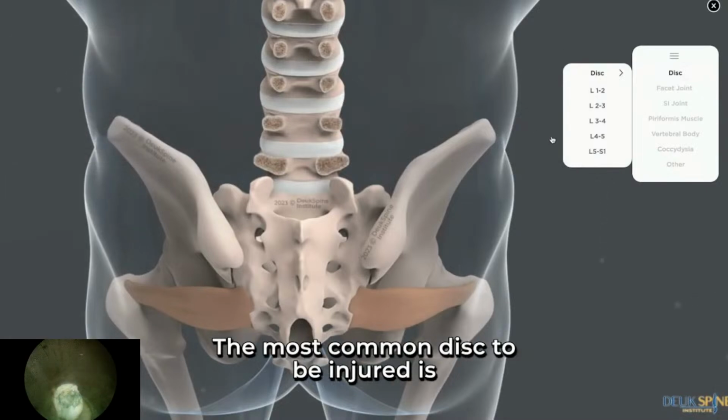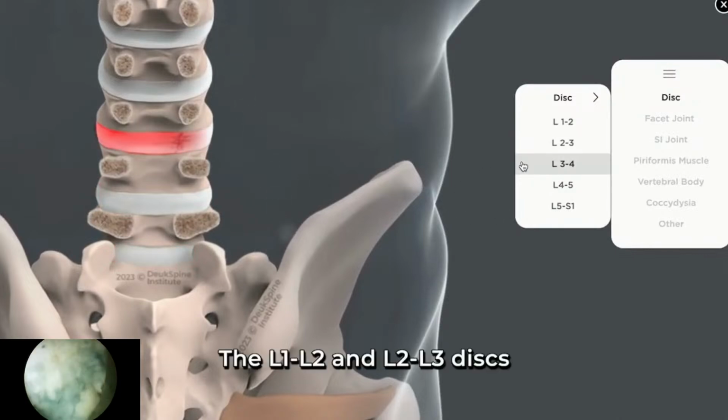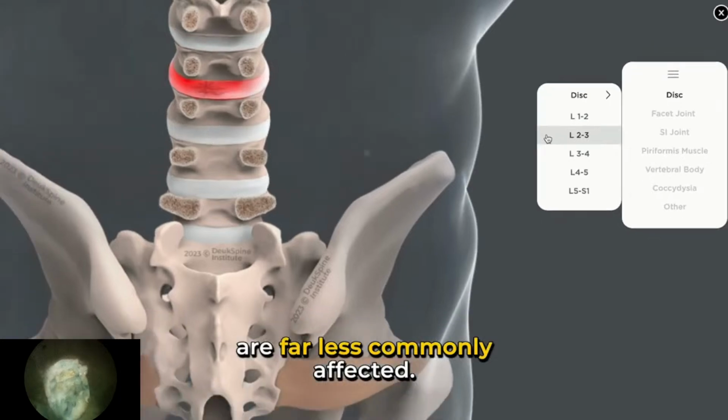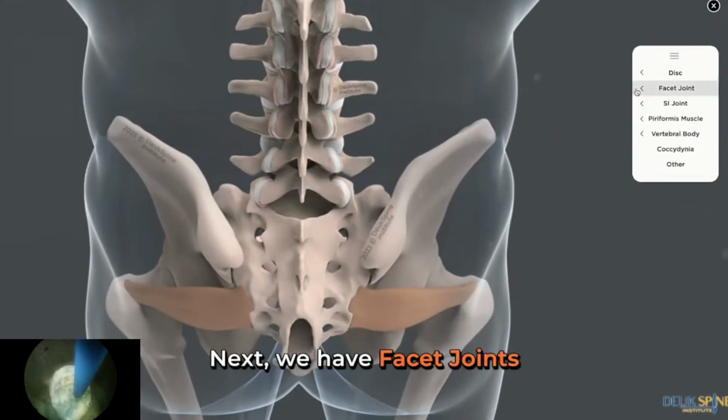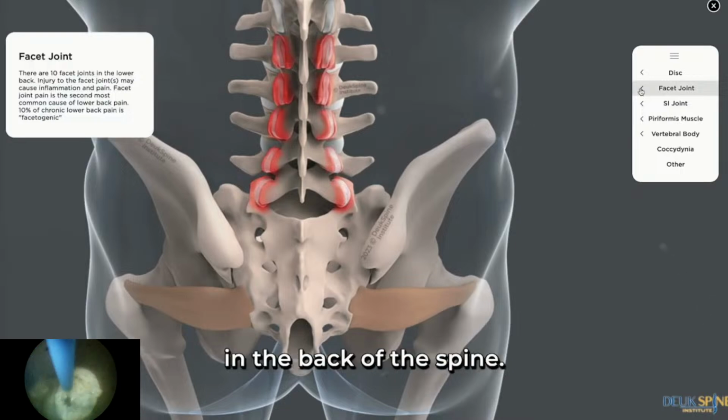The most common disc to be injured is L4-5, followed by L5-S1, then L3-4. The L1-2 and L2-3 discs are far less commonly affected. Next, we have facet joints. Facet joints are small joints located behind the discs in the back of the spine.